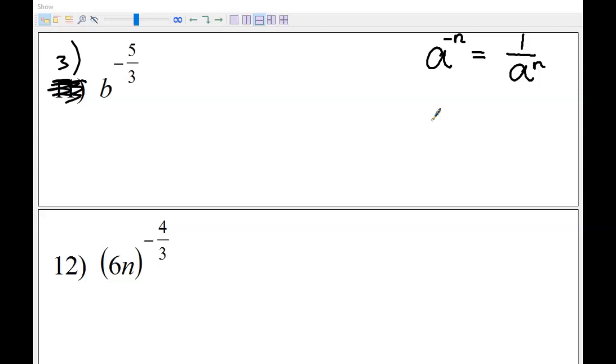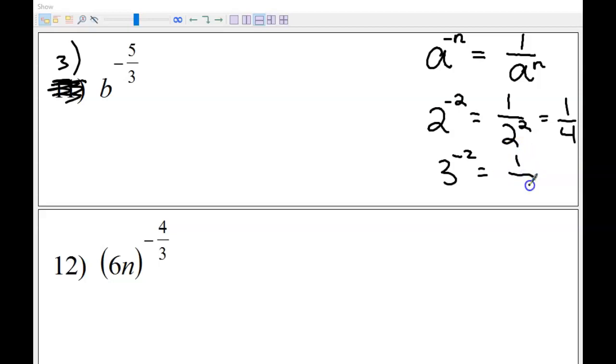Okay? So for example, if I gave you guys this, 2 to the negative 2, that would be 1 over what? 2 squared. So notice that the negative becomes a positive. Once you do the reciprocal, the exponent becomes positive, and then we can go a little bit further. What's that going to be? 1/4. So let me throw another one at you. How about 3 to the negative 2? What would that be? 1 over 3 squared. So final answer? 1 over 9. There you go.